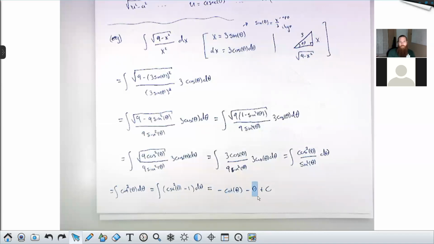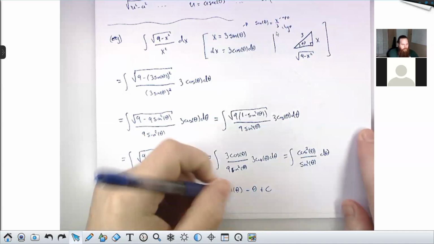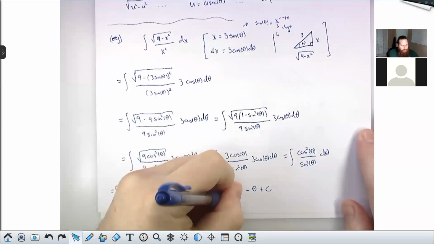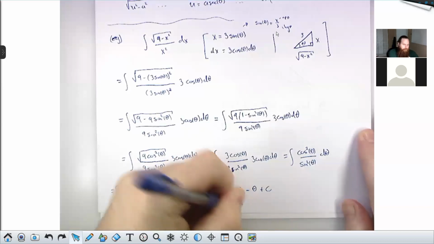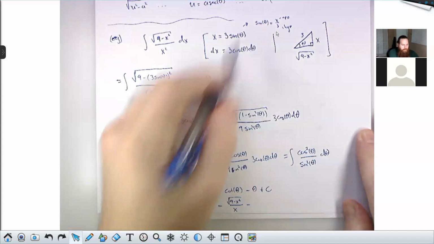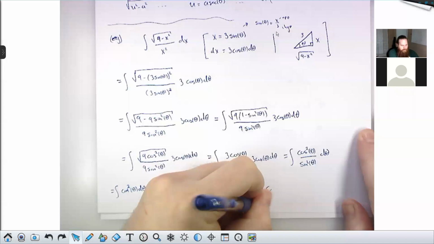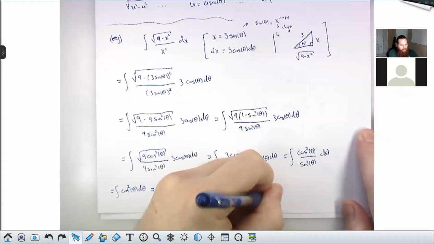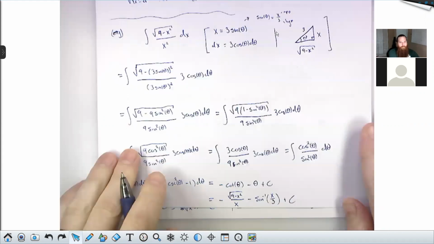And then theta I do have to write as an inverse sine. So the cotangent piece, that's negative this over this, square root of 9 minus x squared over x, minus theta. And then from here, theta is the inverse sine of x over 3. And then your plus c is still there.